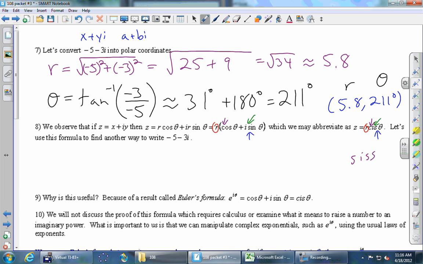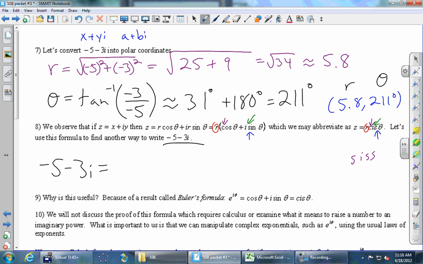So we are really crunching symbols down. It's like when they encode information and try to smush it into as small a little packet as possible on computers. That's what we've done here. So r cosine theta plus i sine theta is now r cis theta. It's just smushed down. But the r and the theta are the same ones that we just got up above. So if we wanted to use our new abbreviation to write -5 minus 3i, I'll write it longhand first and then shorthand.